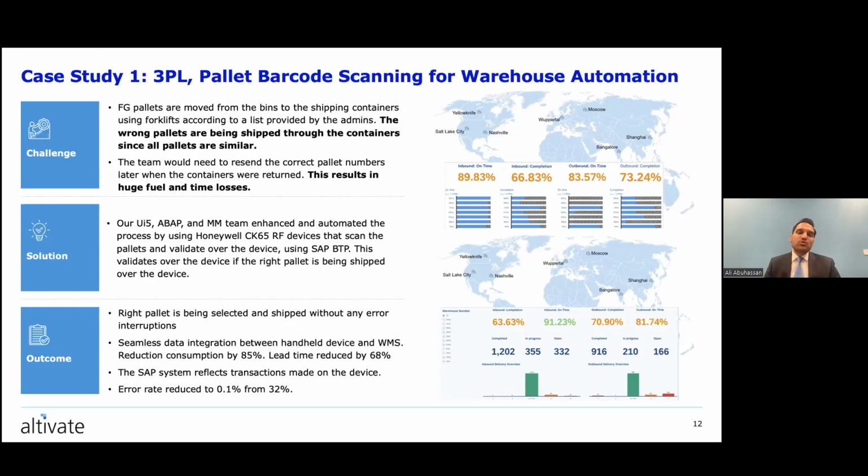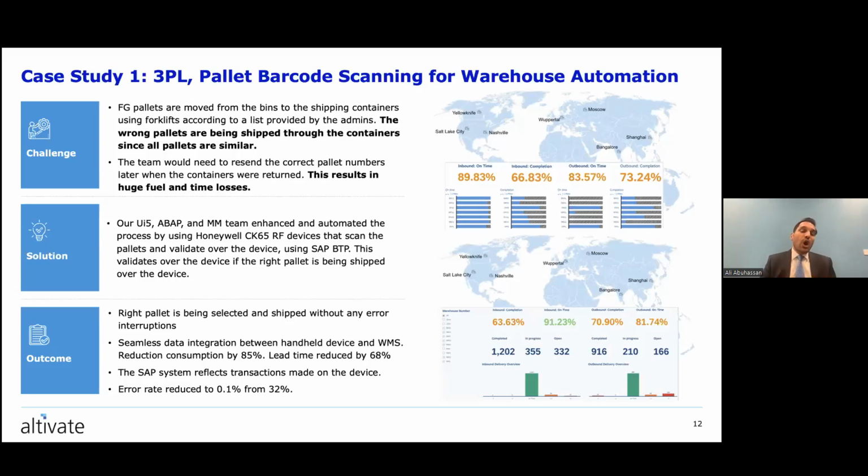The issue that they had was their finished good pallets were not easily traceable. They had an issue with the picking list and so on. The wrong pallets were being shipped through containers since a lot of the pallets looked the same. So there was a high level of errors when they reached the customer, and as a result, a lot of returns and a lot of costs associated with redelivery. And the lead time was fairly high.